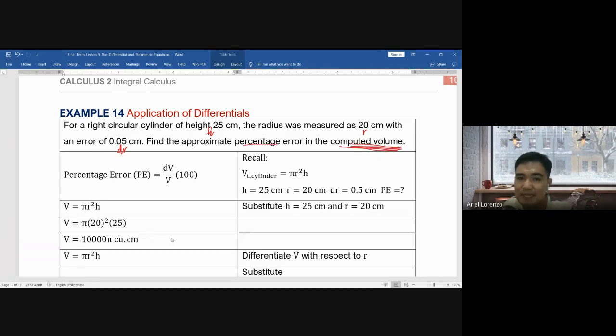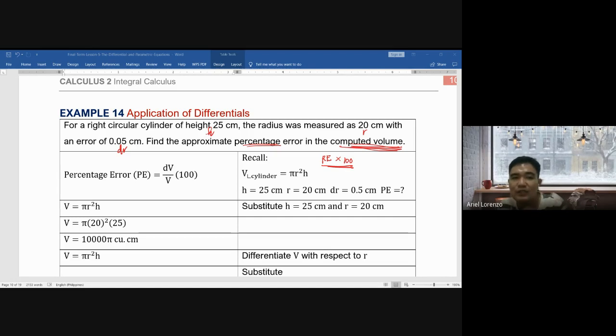So that is percentage error. So you solve first the relative error, then times 100. Okay? Now, I have a question. Si radius, siya ang may error na 0.05. So may changes siya, meron siyang changes ng 0.05. So hindi siya pwedeng ma-fix sa 20 lang. It can be 20.05, 20.04. Kumbaga umiikot doon kasi may error.